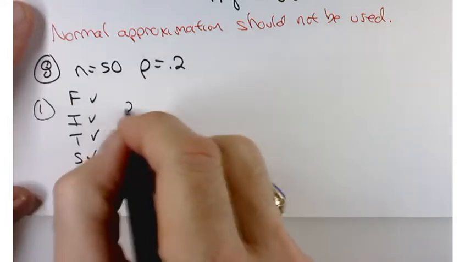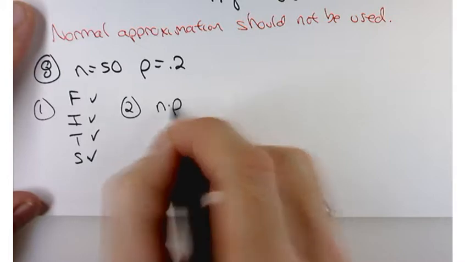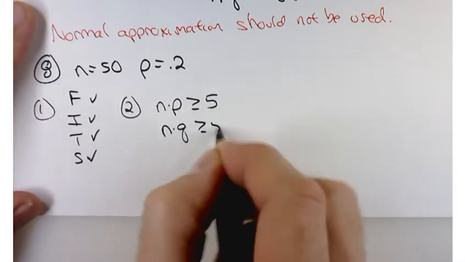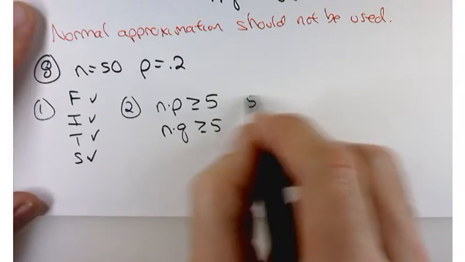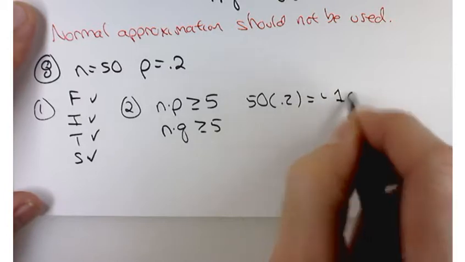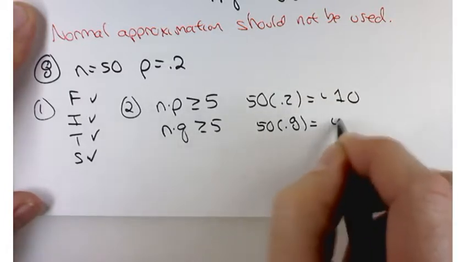If we're going to do a normal approximation, we've got to check something else. We've got to check n times p is greater than or equal to 5 and n times q is greater than or equal to 5. So 50 times 0.2 is 10, and 50 times 0.8 is 40.